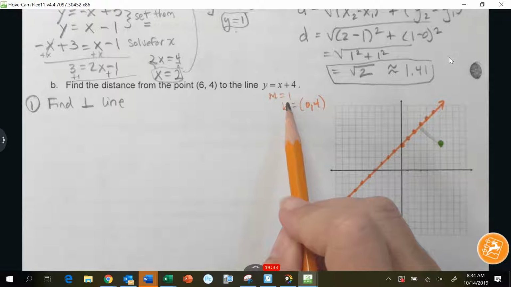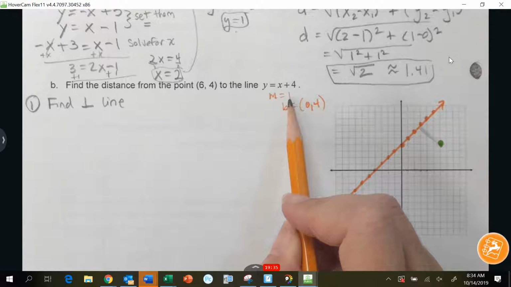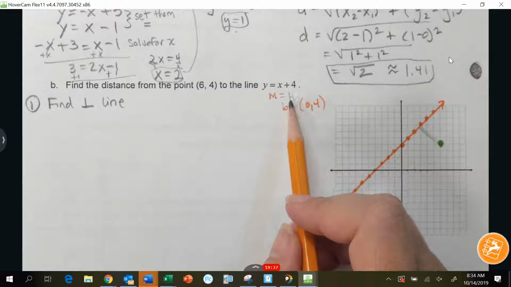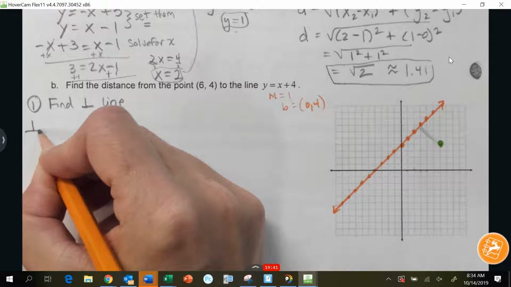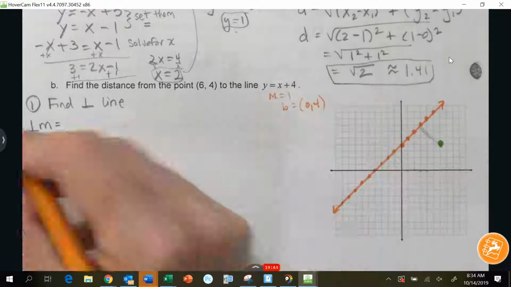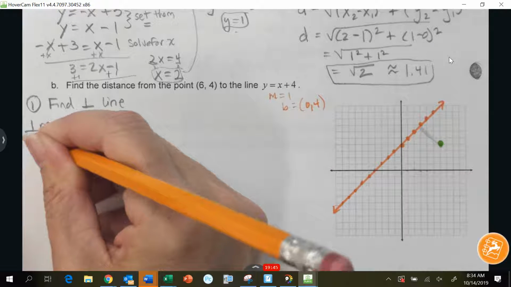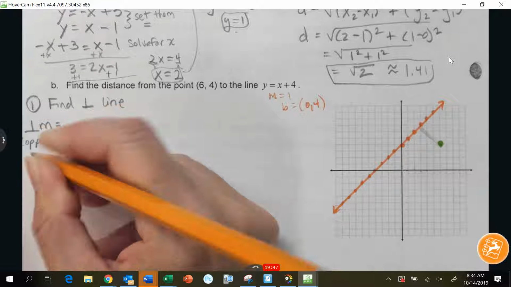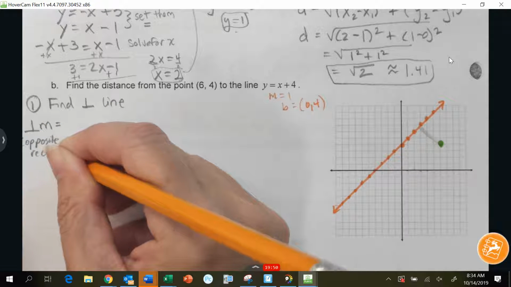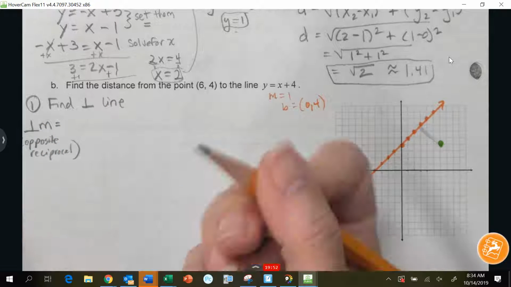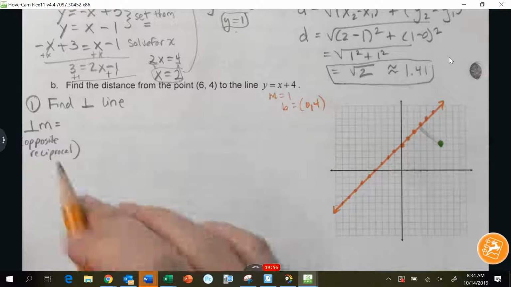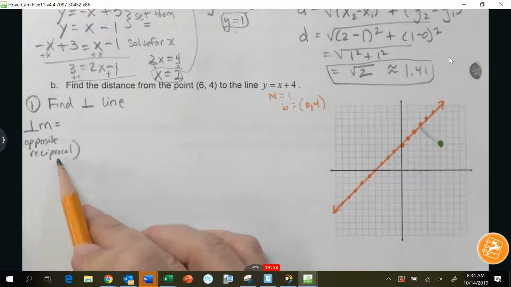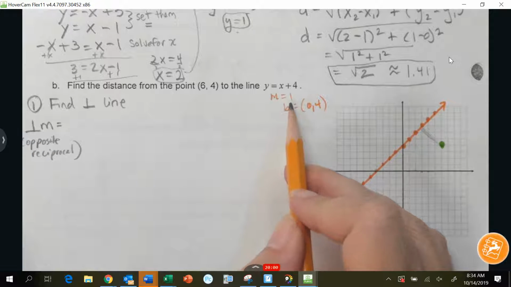Okay, so I'm going to look at the slope over here. I'm going to look at m equals 1. And we're going to do the opposite reciprocal of this slope. So the first thing you're going to do is find the perpendicular slope, the opposite reciprocal. If you aren't writing down the steps, when I call on you, you're not going to know what to say. So we're looking for the perpendicular slope, which is the opposite reciprocal of 1 over here.